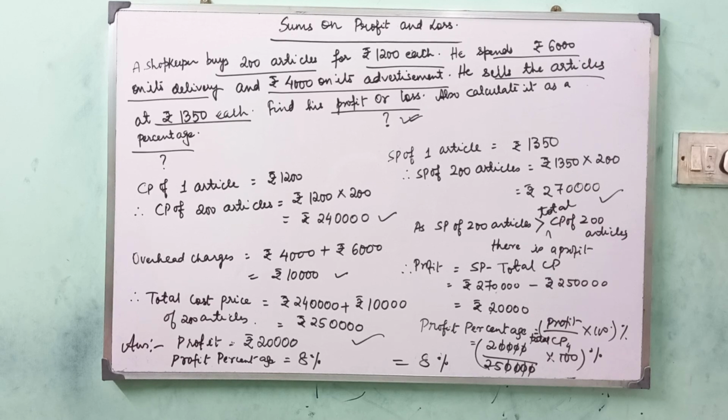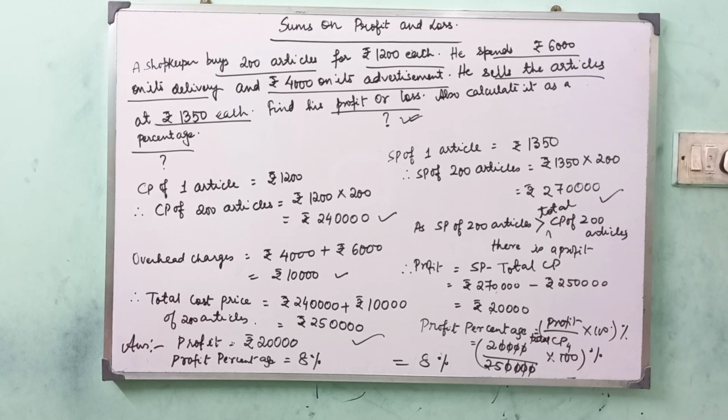Now there was also some amount that the shopkeeper had spent on delivery and advertisement. So the overhead charges is actually what? The sum of the two, that is rupees 4,000 plus rupees 6,000. These are the overhead charges, that is rupees 10,000 he is spending as overhead expenses. Okay, so total cost price is the cost price of 200 articles plus the overhead charges, that is 2,40,000 plus 10,000 rupees, that is 2,50,000.